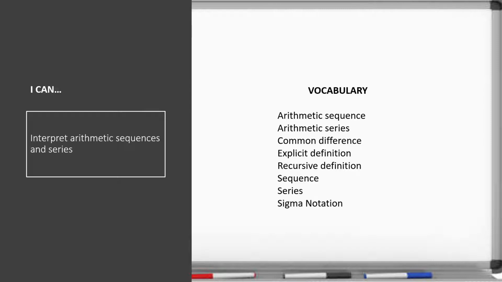So the vocab that needs to be known for this lesson includes arithmetic sequence, arithmetic series, the term common difference, explicit definition. We're actually not going to be talking about the recursive definition, so we can kind of ignore that because we want to focus on the explicit. Sequence, series, and sigma notation.